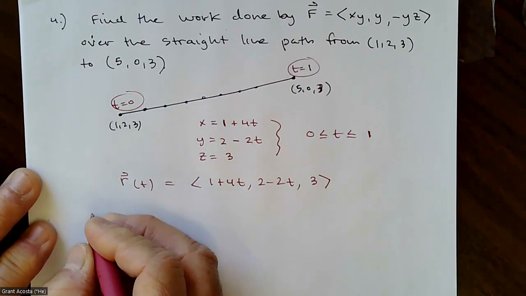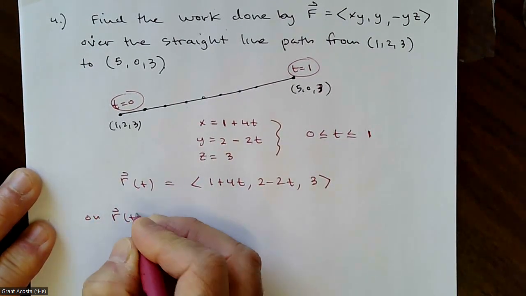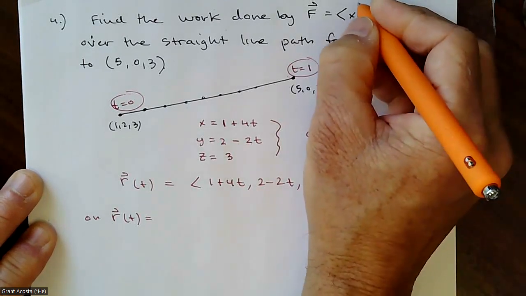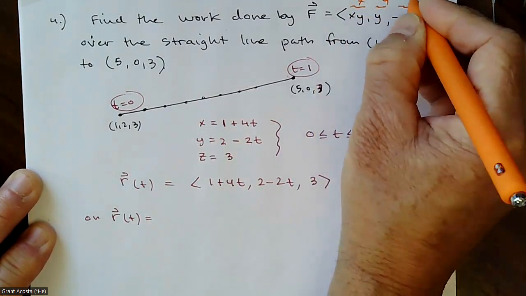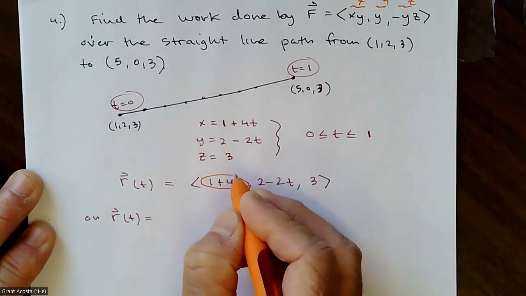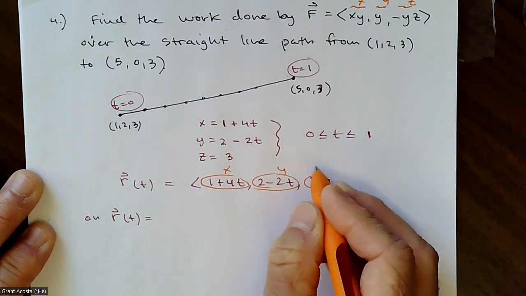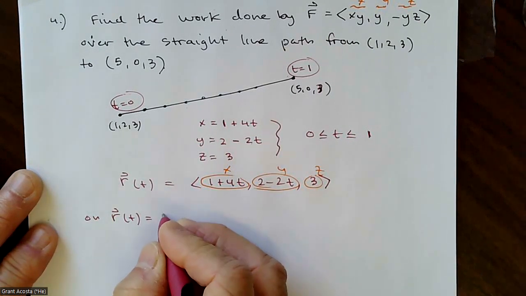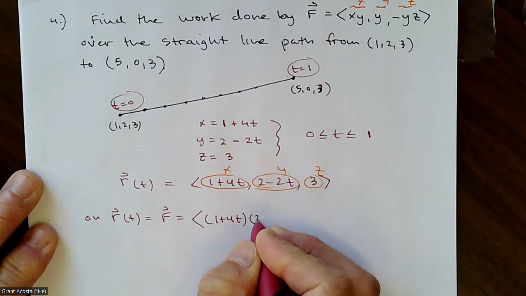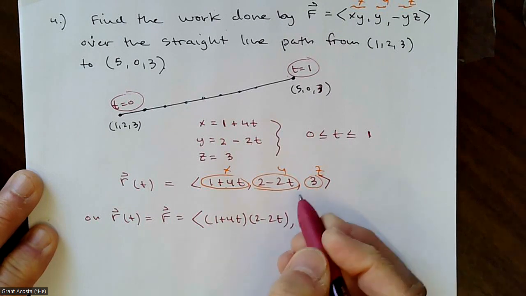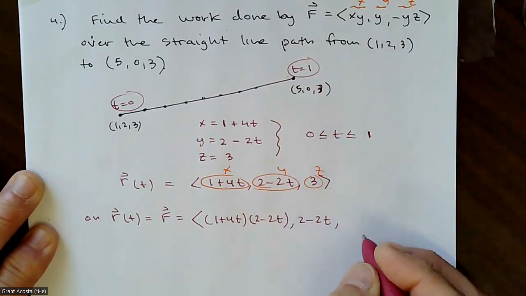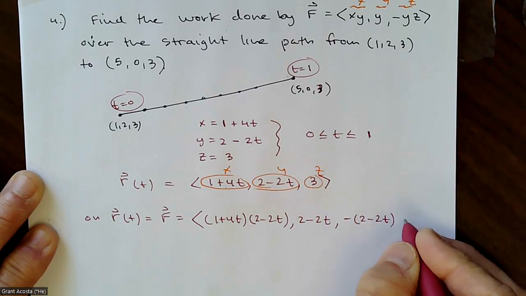I have to evaluate my function on my straight line path. My function is xy, y, negative xz. This is keeping track of the x coordinate, y coordinate, z coordinate. So this is x, right? This is y. This is z. So on r of t, f is going to equal x times y, (1 plus 4t) times (2 minus 2t), just y, 2 minus 2t, and negative yz, so negative (2 minus 2t) times 3.